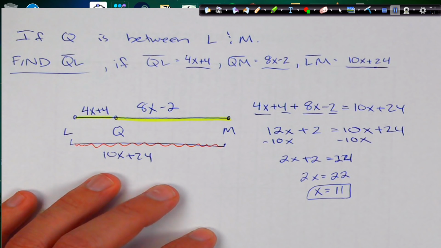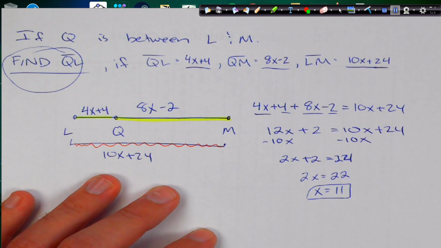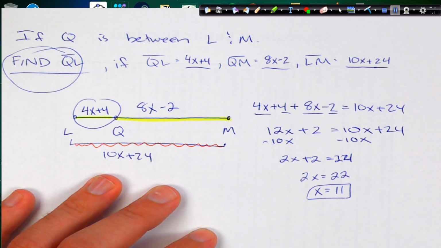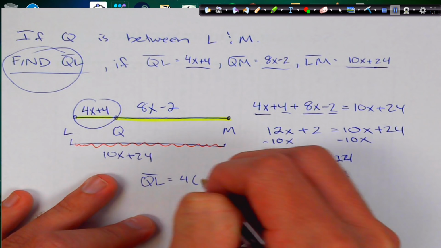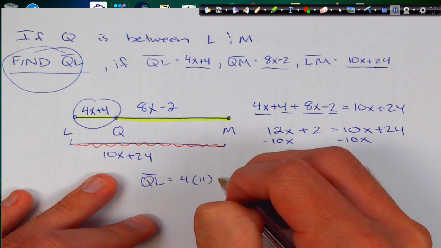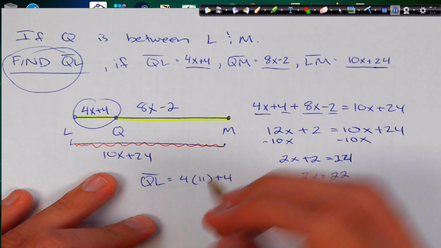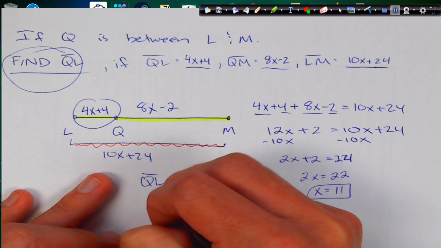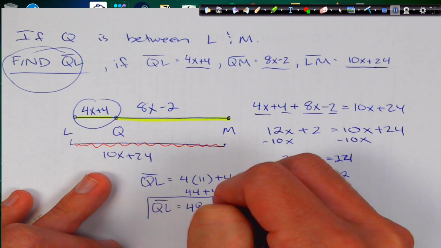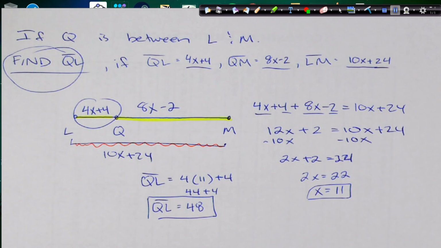Now the question is find QL, so we are not quite done yet. We're going to find QL, which is right there. QL is equal to 4 times 11 plus 4. That's 44 plus 4, which is 48. And there you go. All right, we're going to move on to number 2.